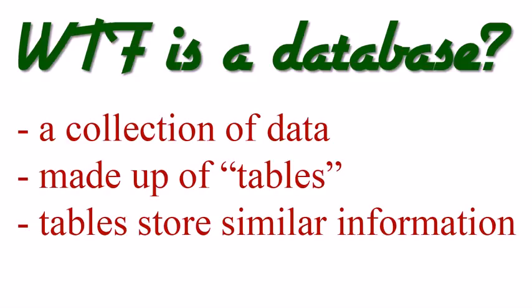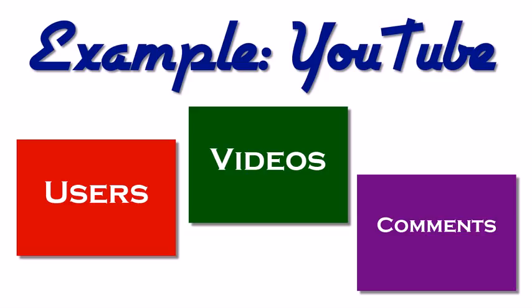It's actually made up of something called tables. Each table is going to store similar information. Sounds pretty confusing? Well, let's go ahead and take a look at a quick example. Say you were making the website YouTube. Now, YouTube stores a bunch of information like usernames, passwords, links to videos, people's comments, favorites.